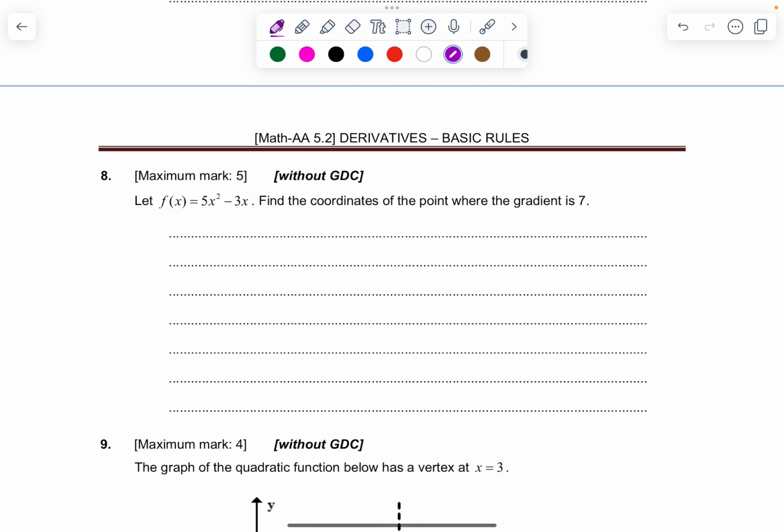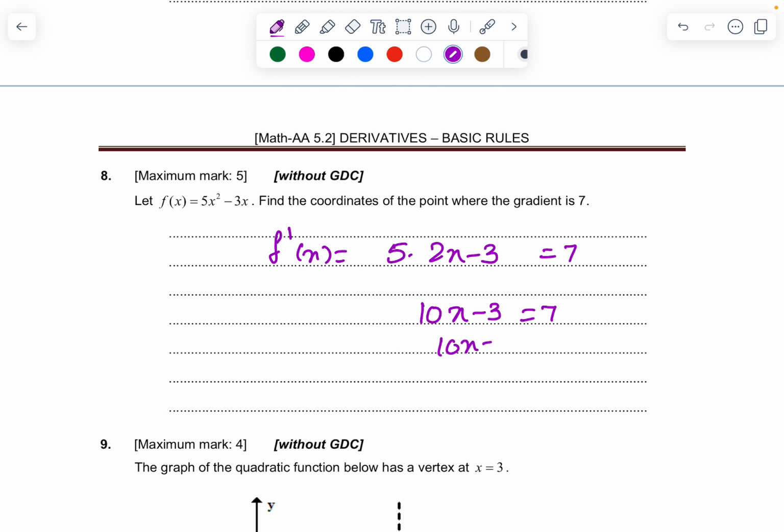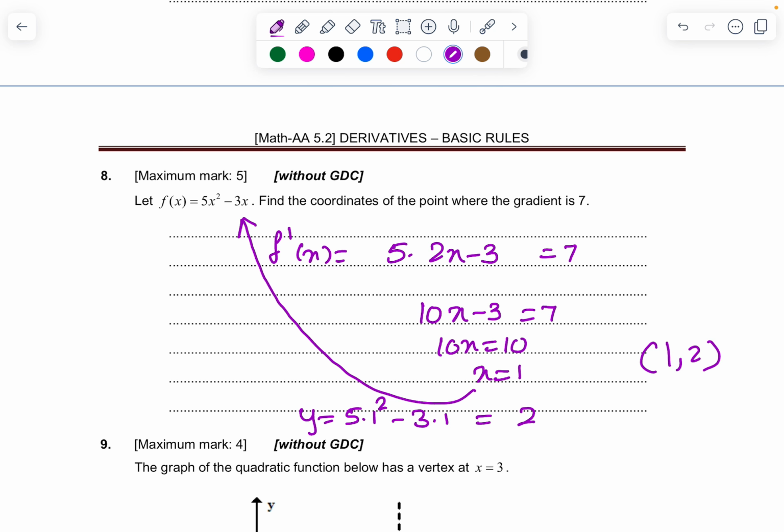Question number 8. F of x is given. Find the coordinates of the point where the gradient is 7. So f prime x is 5 times 2x minus 3. That should be equals to 7. 10x minus 3 equals to 7. 10x equals to 10. X equals to 1. Plug in x equals to 1 over here. So y equals to 5 times 1 square minus 3 times 1, which is 2. So the coordinates are 1, 2.